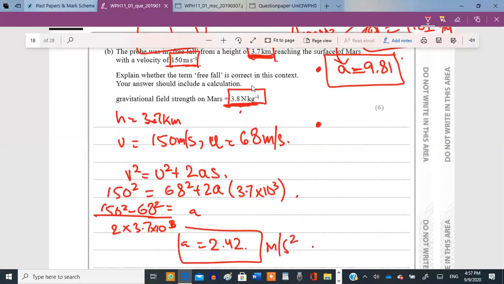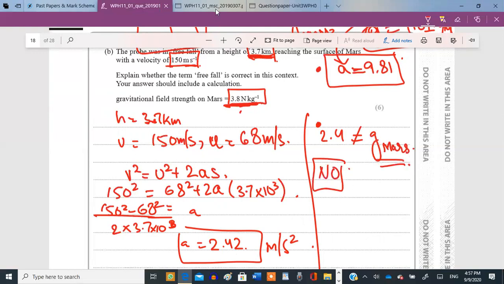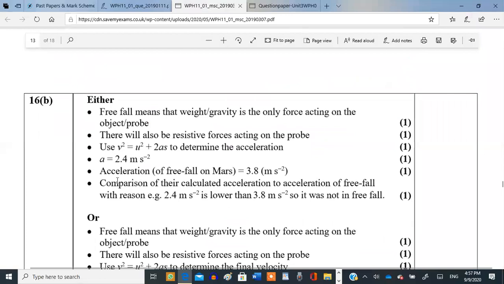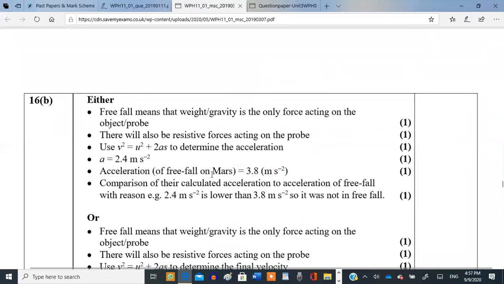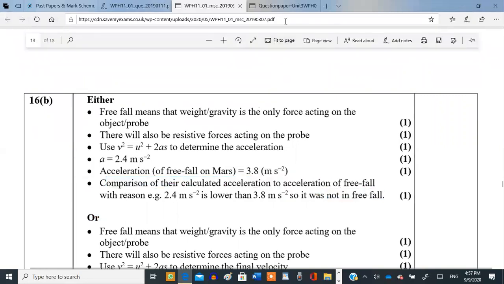Now this 2.4 is not the same as the gravitational field strength of Mars, right? So no, it's not free fall motion. Now let's see what they are saying. The acceleration of free fall is 3.8. So comparison of the calculated value: not in free fall, and we got the full marks.